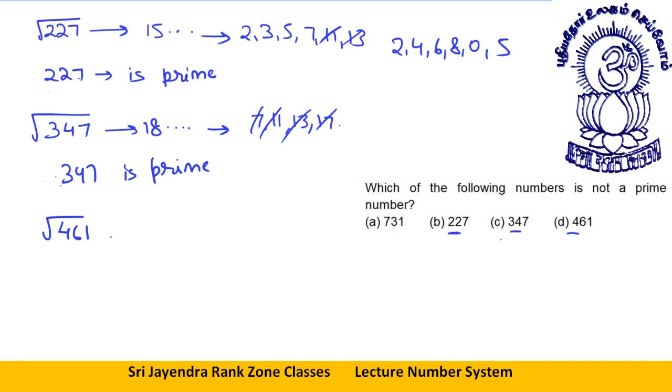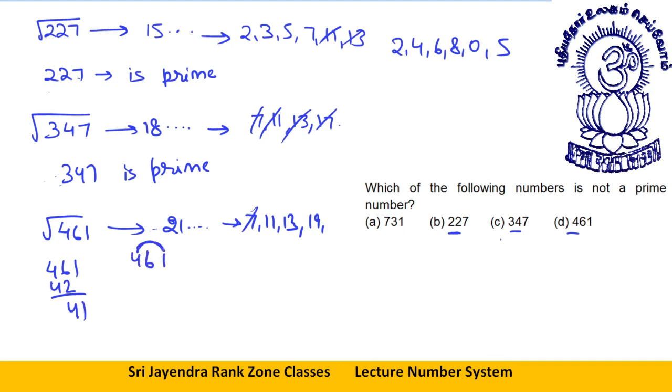Okay, 461. We know 21 square is 441. So the square root will be 21 point something. So I will check it by 7, 11, 13, 19. That's all. 461 by 7. I can say 42, 41, not divisible by 7. Then 4, 6, 1, sum these two: 5 minus 6 minus 1, not divisible.